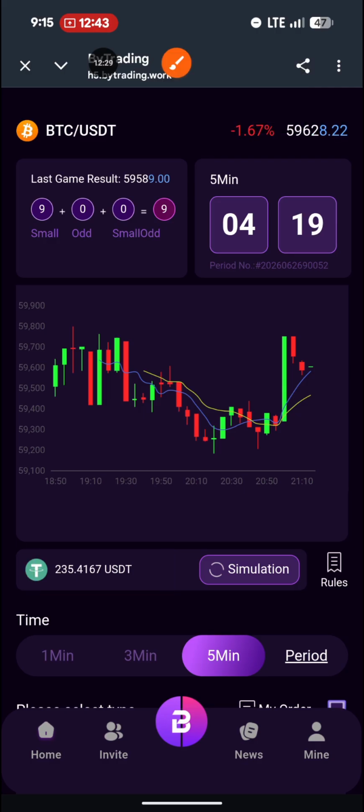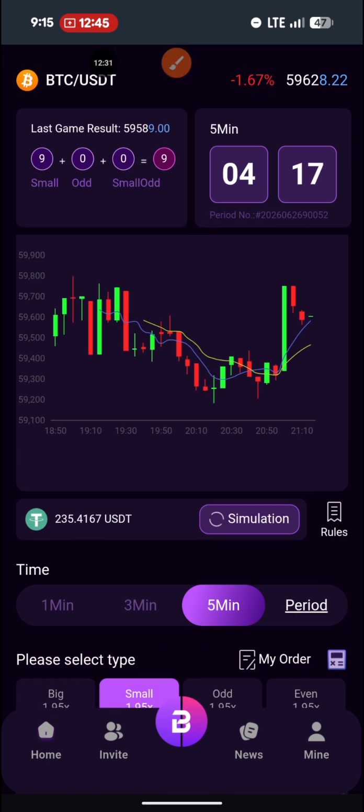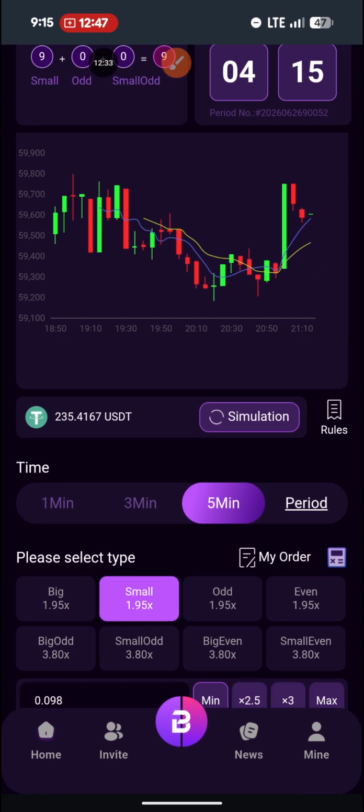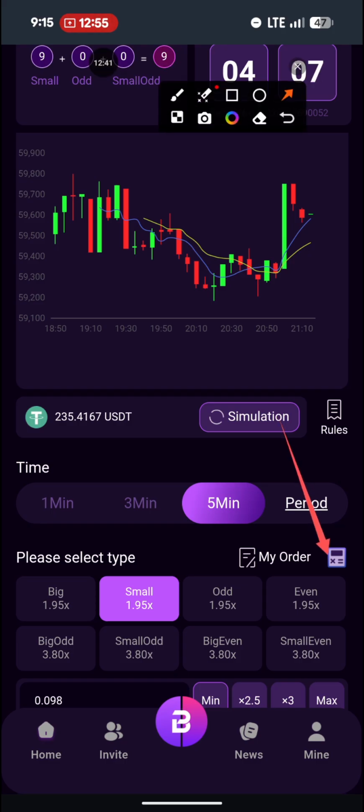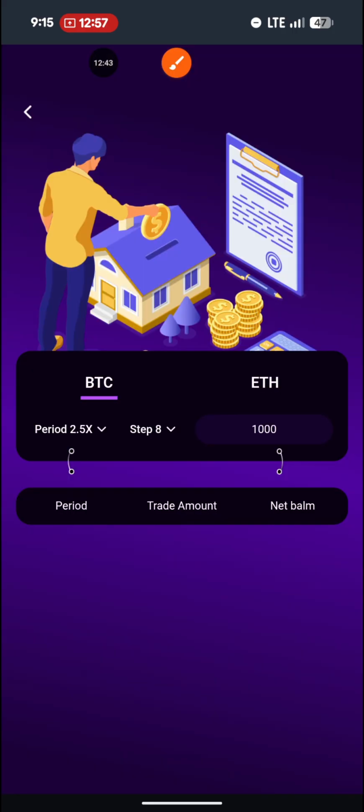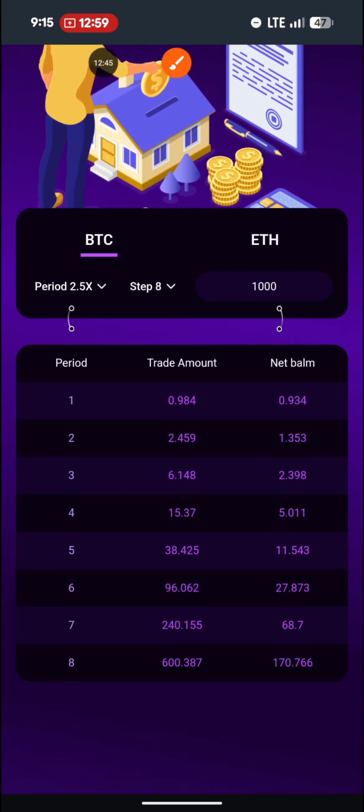Now let me go back to the calculator. Let's say you want to access the calculator and you don't want to go back. You just click on this particular option here. You can easily click on this icon to access the calculator and it will take you there.